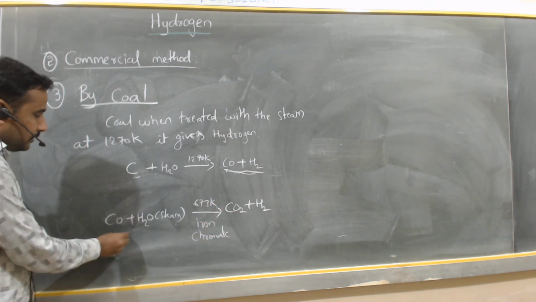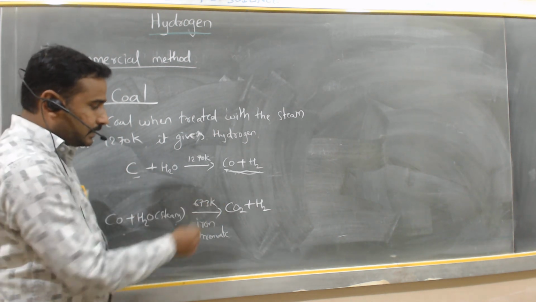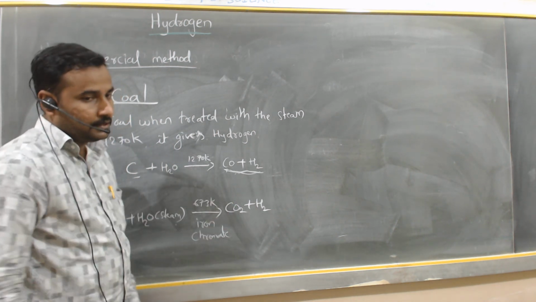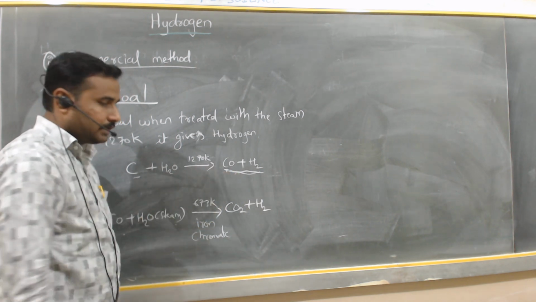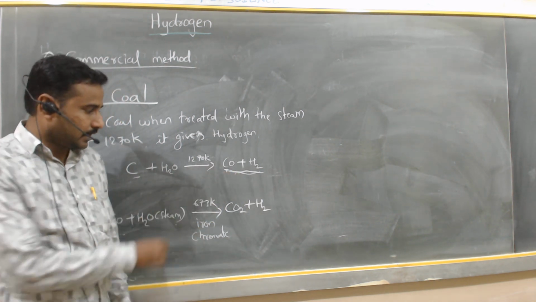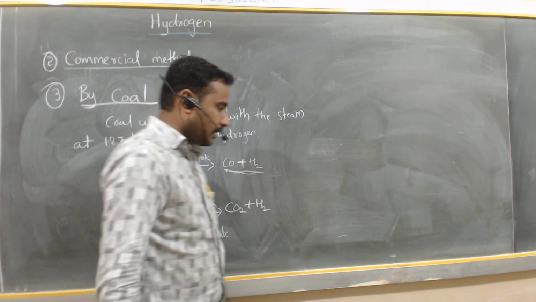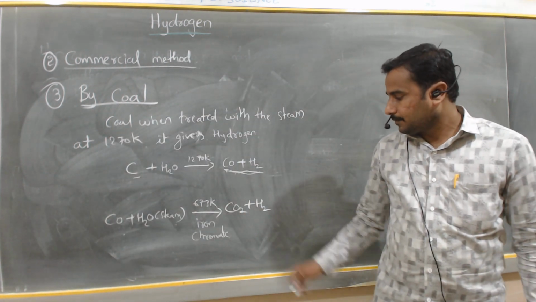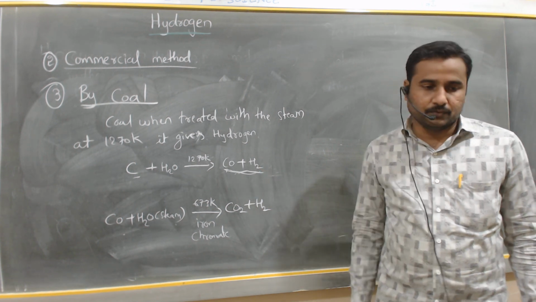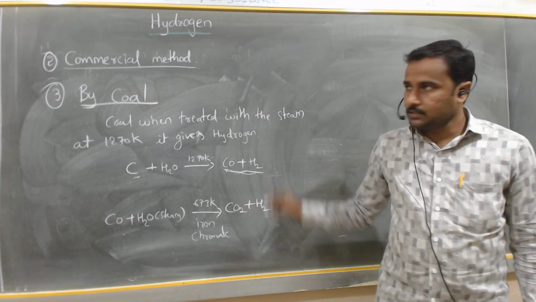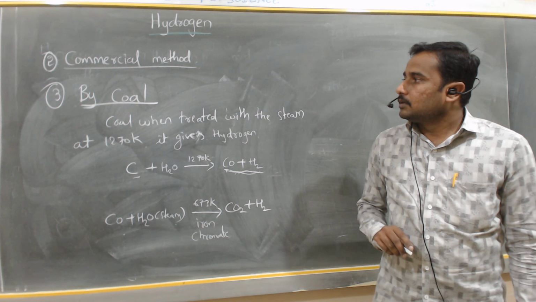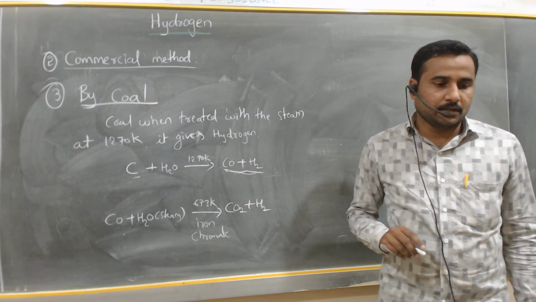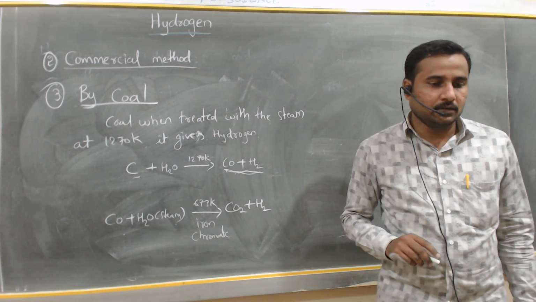So this is how we increase the yield of hydrogen, by treating that carbon monoxide again with the steam at 673 Kelvin in the presence of what? Iron chromate. So it gives additional H2, that is hydrogen. This is the commercial method of preparation of hydrogen gas.